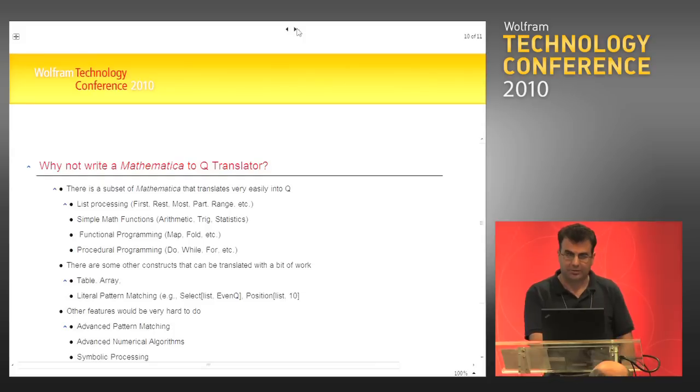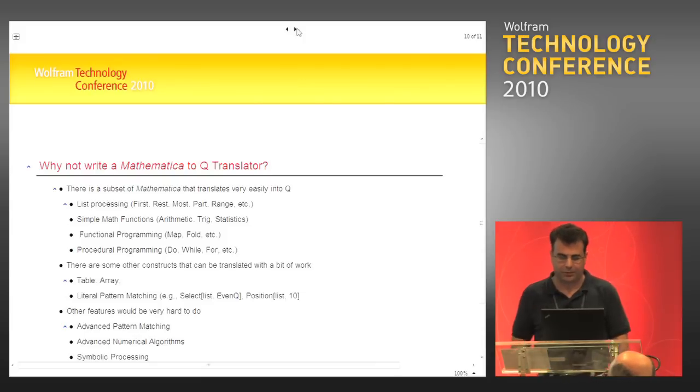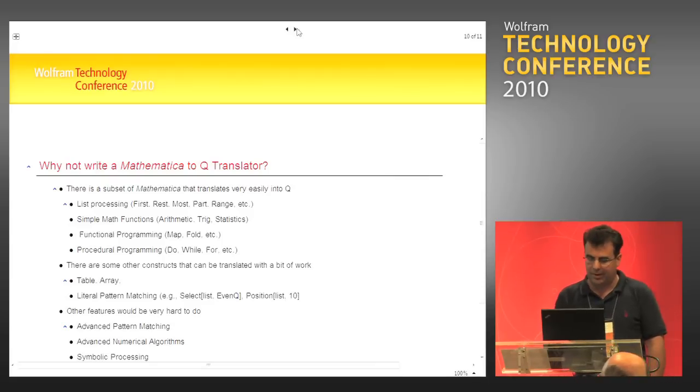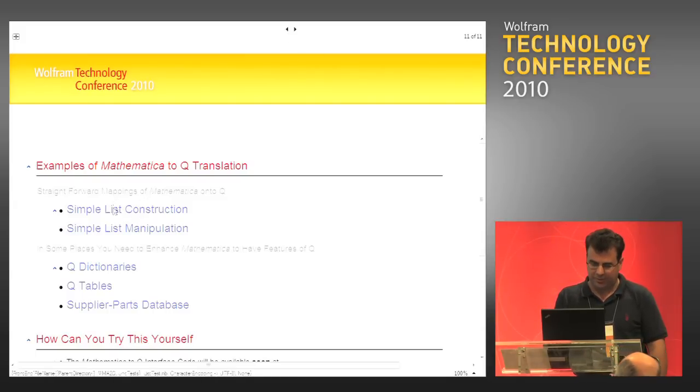And what I've begun to do, and it's not complete, is write a Mathematica to Q translator. The simple stuff is really easy. There are direct mappings for list processing, like first, rest, most, and so on, that map very easily onto the Q language. Other things map less easily, but they're doable. So I could show you some examples here.